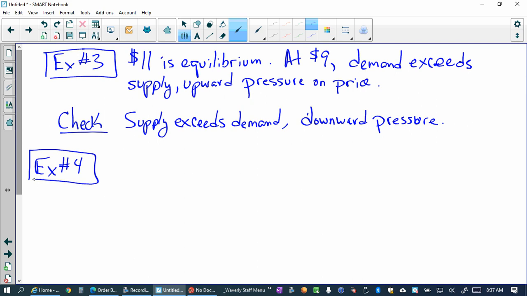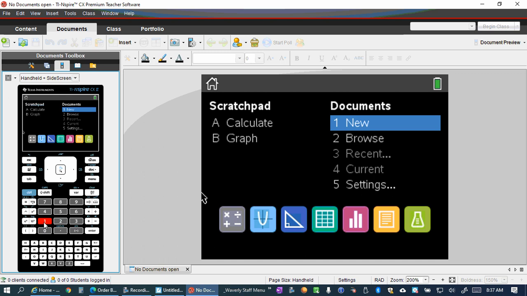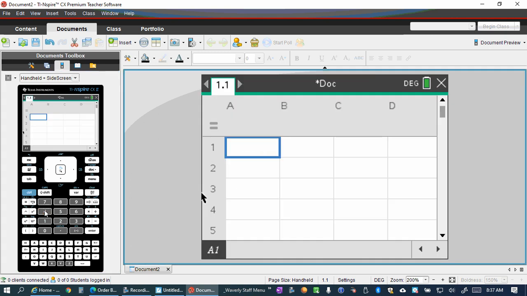Okay? We're going to start entering this data. Well, I'm going to sit down here, it's easier for me on the keyboard. Okay? So we want to go into lists and spreadsheets, right? So we're going to open a new, and believe me, I kind of fumble around with this myself. So new, and then 4 is add list and spreadsheet, right? Now, the first thing I want to do is go up here, right? And our input variable is the price, right? So I'll just put a P up here.